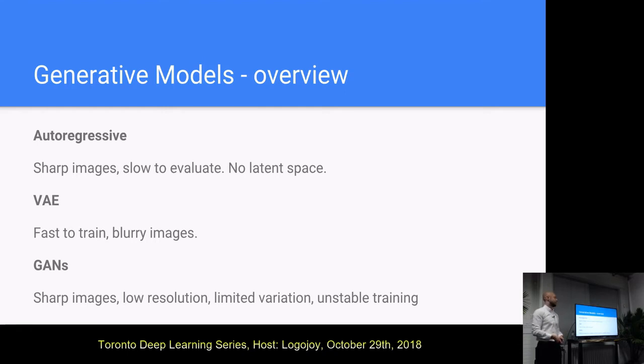You have variational autoencoders, VAEs for short. These are really fast to train. They're nice because conceptually they're quite straightforward, and they're pretty simple. You can put together a VAE pretty quickly. The downside is that it's really hard to get sharp, high-resolution images with a VAE.